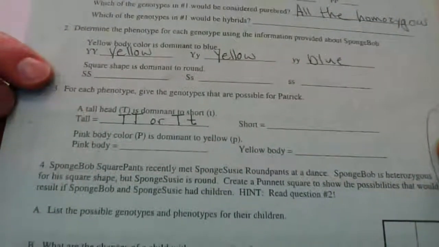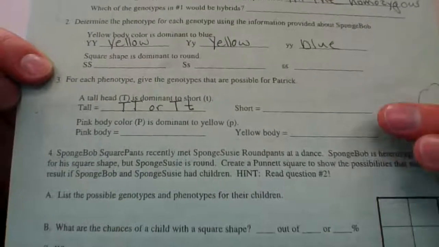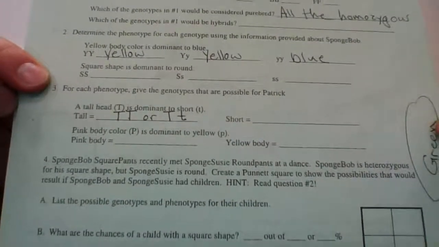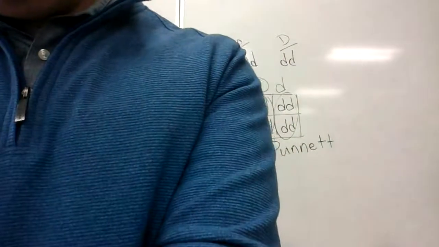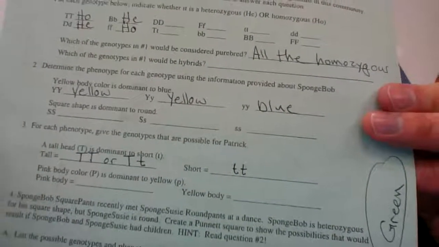Right? This is number 3. Short, there's only one option, right? The recessive trait, you have to have 2 recessive alleles, lowercase, lowercase. Okay, so then you'd go down and do the same thing down here.